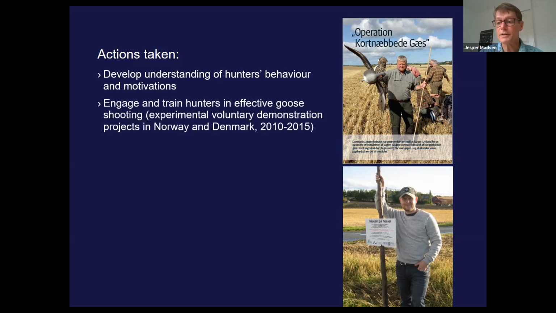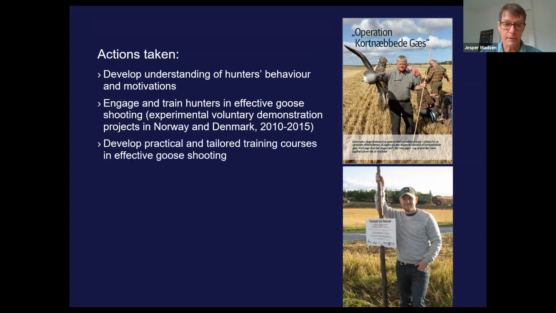Then we started, together with the Danish Hunters Association, to engage and train hunters in effective goose shooting. This was done in a 4-year study in Denmark, and was done also in Norway as part of Gitte's PhD project, together with the Norwegian hunters. That was done on a voluntary basis together with the hunters in Jutland and in Trøndelag. As part of that, we also developed practical tailored training courses in effective goose shooting. Ove is going to come back to that in his presentation.